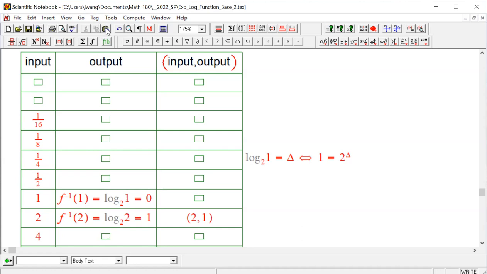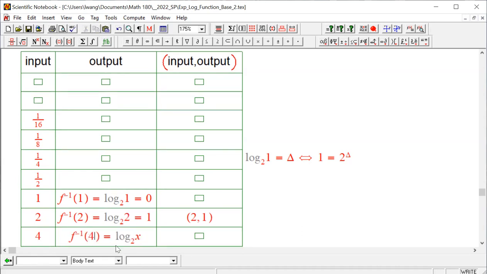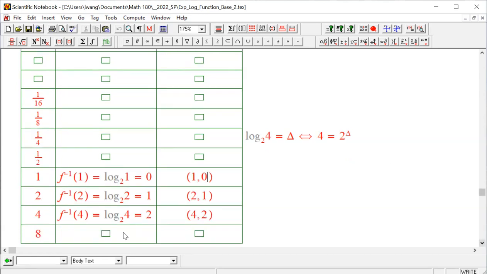And how about 4? Input is 4. So what number to the power 2, what is this triangle to be, so that 2 to that triangle is 4? 2, because 2 to the power 2 is 4. So we got another point. Input 4, output 2, input 1, output 0. We have one more number here. Would you like to try it?